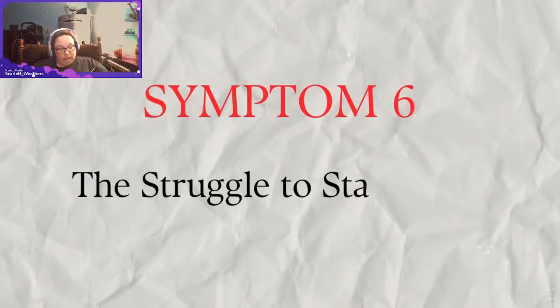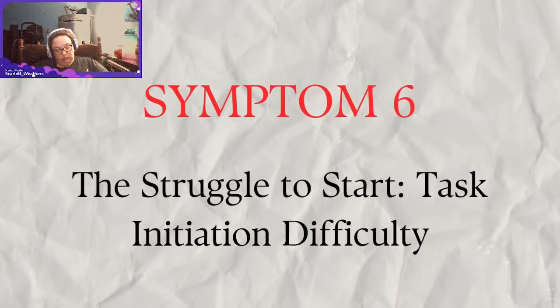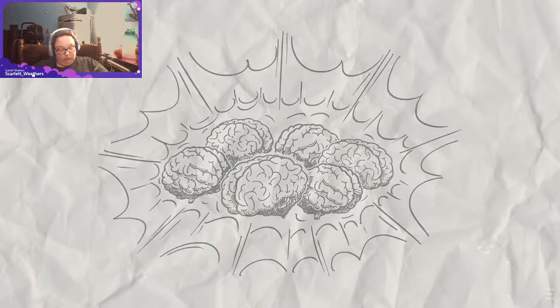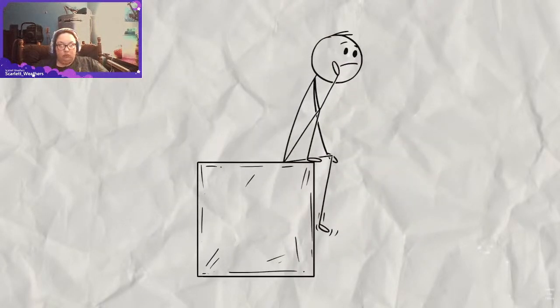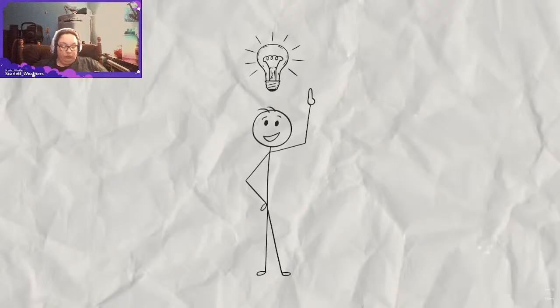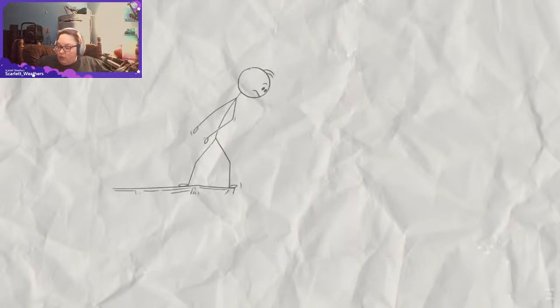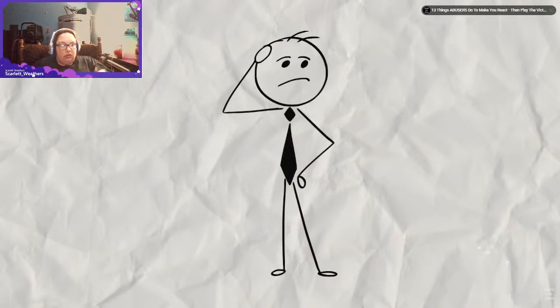Symptom 6, the struggle to start, task initiation difficulty. This isn't about laziness. It's about the brain's ability to kickstart action. Task initiation difficulty means knowing what you need to do, wanting to do it, but feeling an invisible wall between your intention and action. It's like standing at the edge of a swimming pool, desperate to get in, but unable to take the first step.